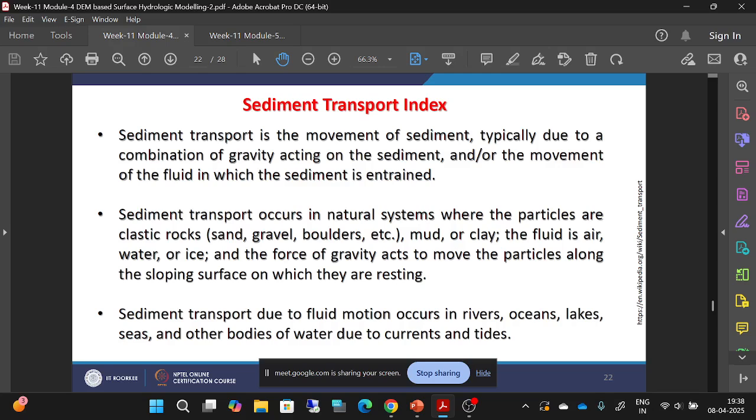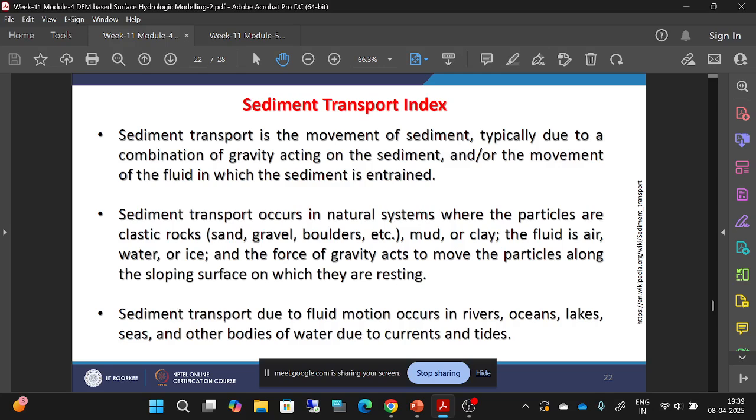Then we have the sediment transport index. So what does sediment transport mean? It is the movement of sediment, typically due to a combination of gravity acting on the sediment and the fluid in which the sediment is entering, because sediment as such is not going to go, right? So gravity needs to help it, and also the fluid carrying that sediment.